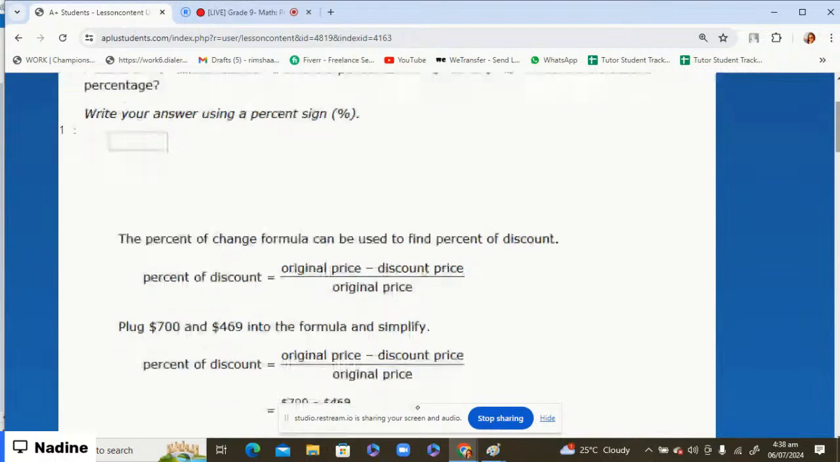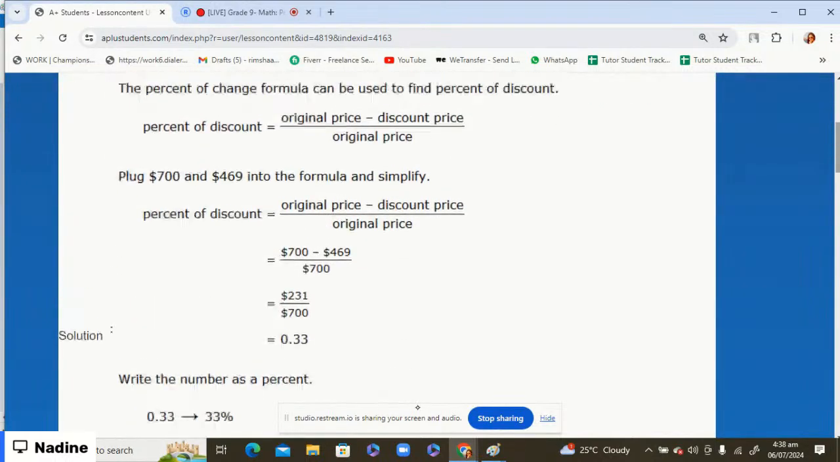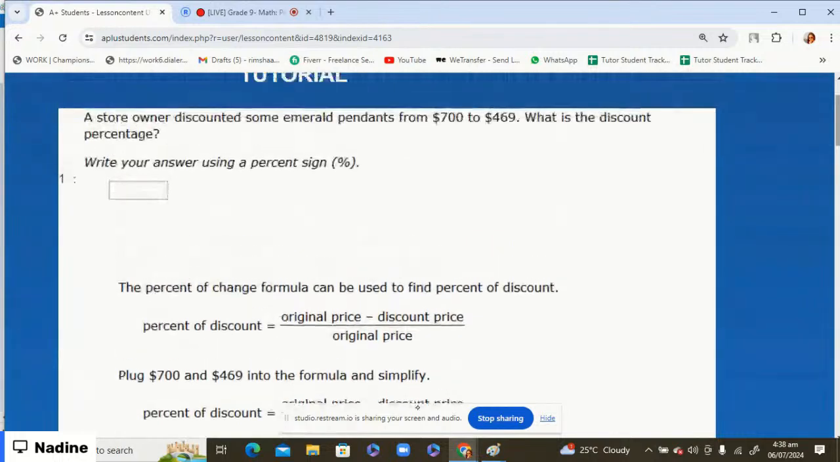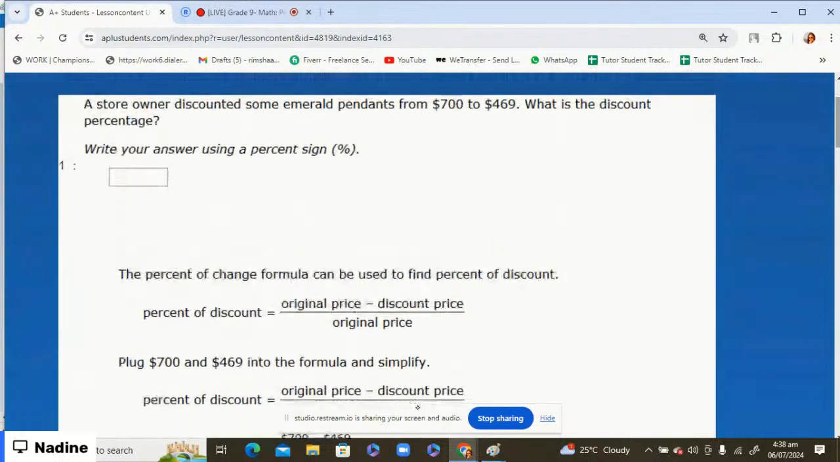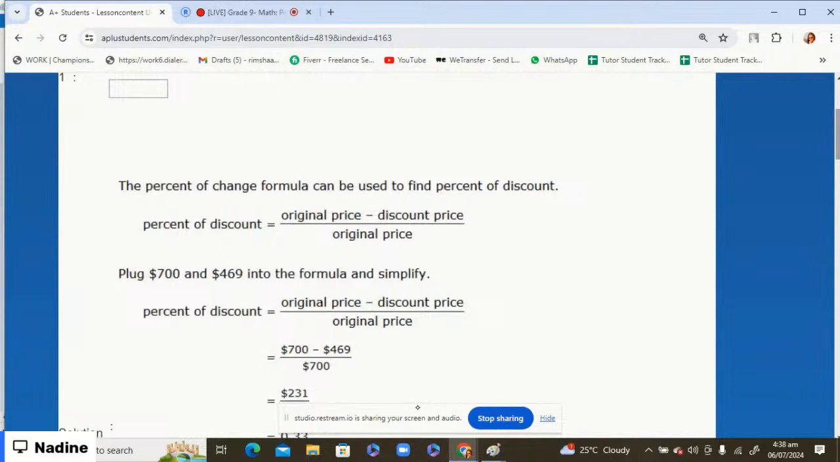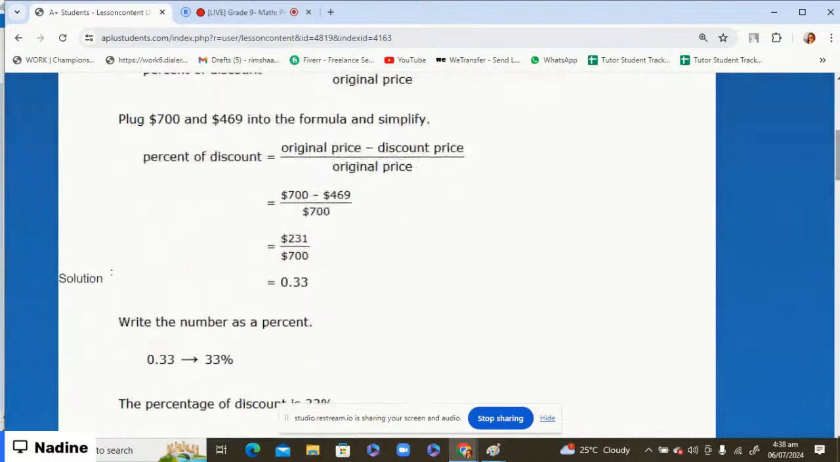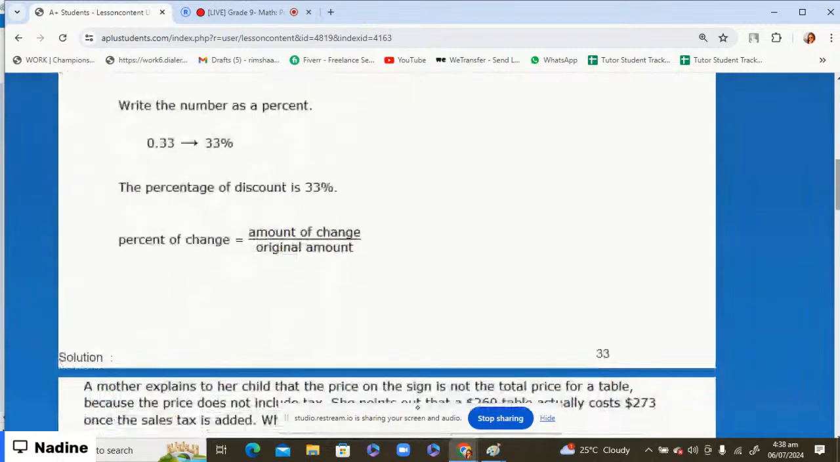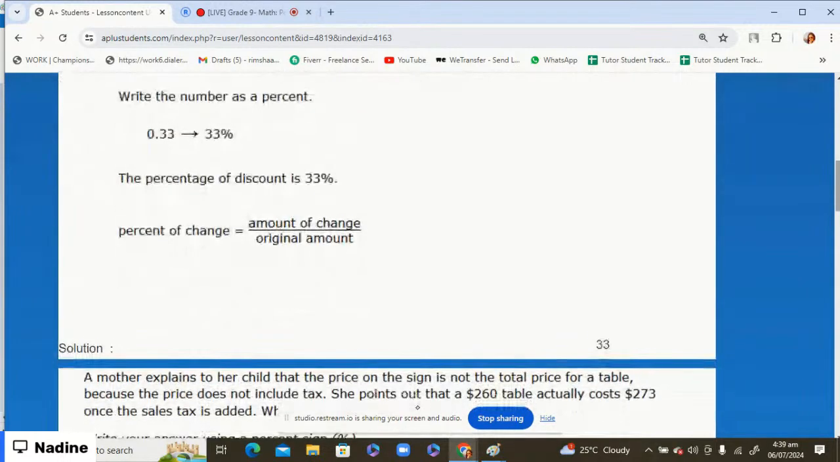So here, what is the original price? This is 700. And what is the discount price? 469. And what is the original price? That is 700. Just simply subtract and divide, then you get the answer, and in the end you are going to multiply by 100. Then you just check the number in the form of a percent.